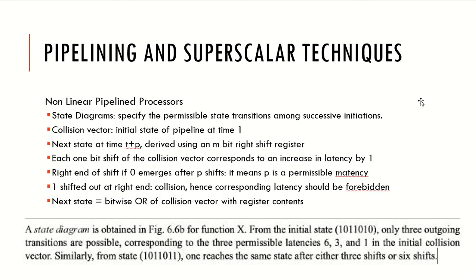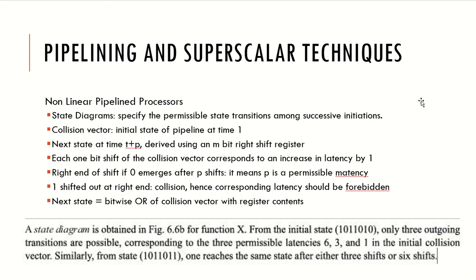Now, talking about the nonlinear pipeline again, we have to know what a state diagram is. The state diagram is nothing but a diagram which corresponds to the permissible state transitions among the successive initiations. So you have to draw the permissible states of the pipeline, and you will be using the collision vector to derive all the successive states.